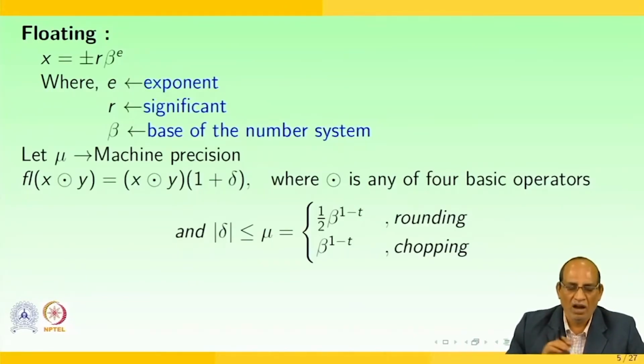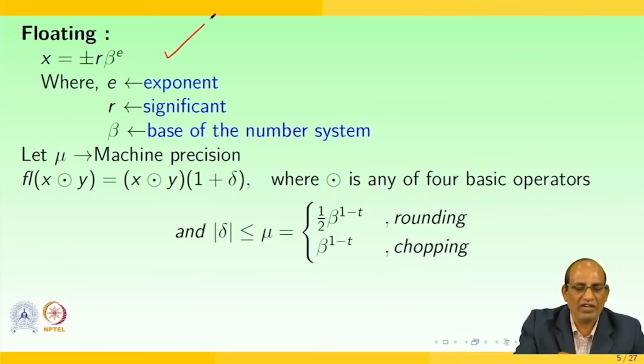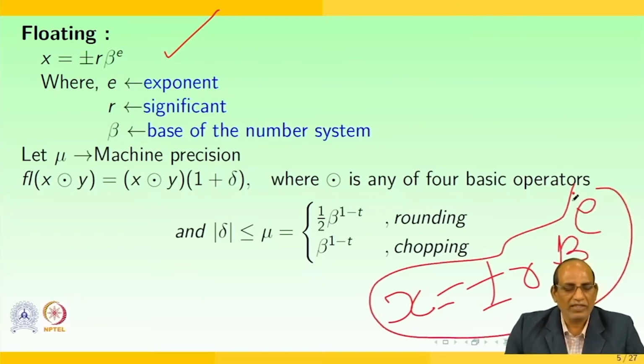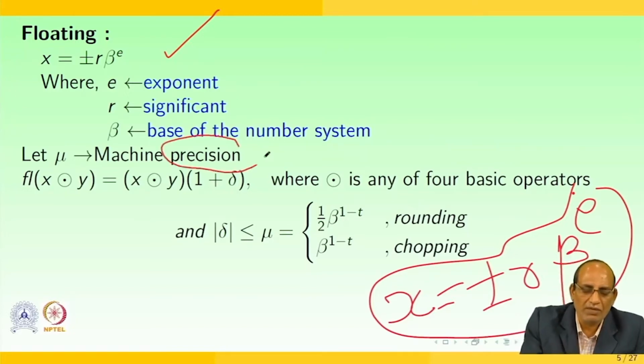Now let us go to the very basic fundamentals of the finite digit arithmetic. Every number can be written as x is equal to plus or minus r times beta power e. What is e? e is the exponent, r is the significand, and beta is the base of the number system. So let mu be the machine precision, and floating point of x plus y.